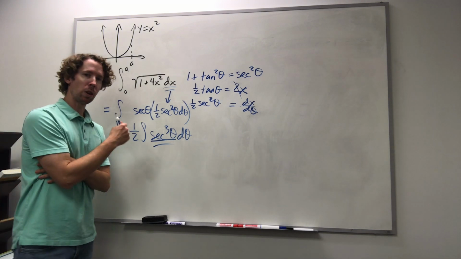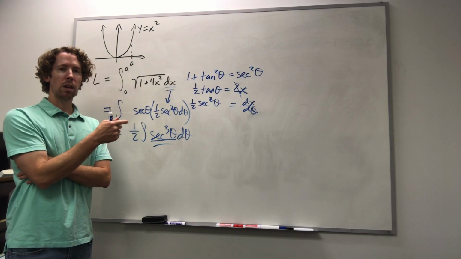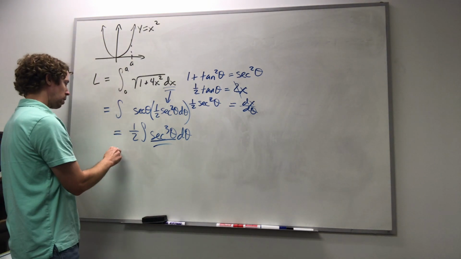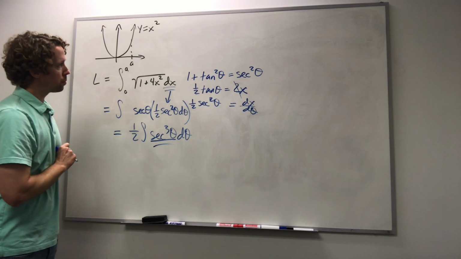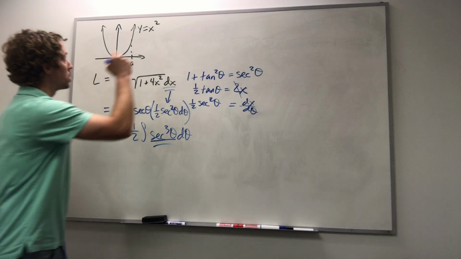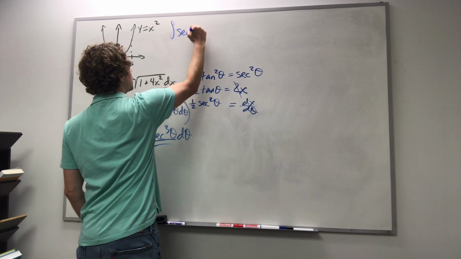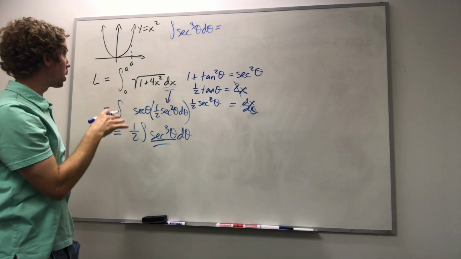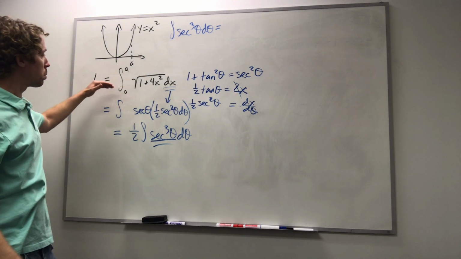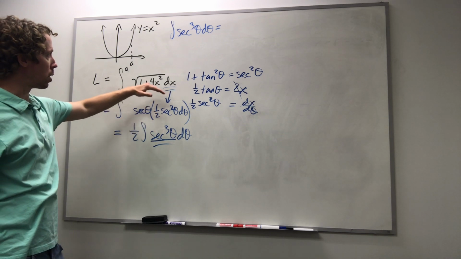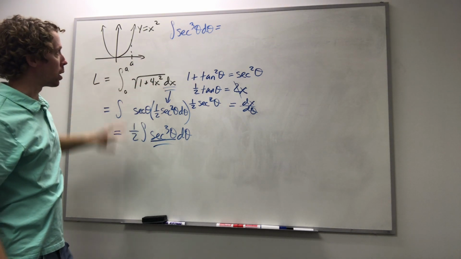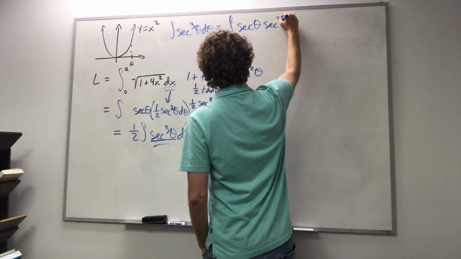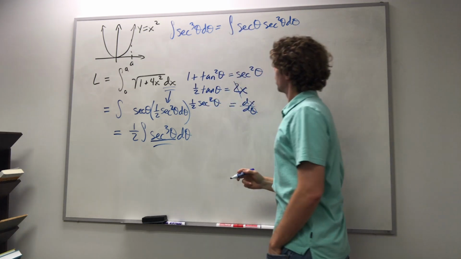To handle secant cubed, you want to rewrite it as secant times secant squared and then use the reverse of the product rule. So use integration by parts to try to finish that up. I will calculate the integral of secant cubed off to the side. If you happen to have this memorized, that's great. You can just plug it in from here and then rewrite everything in terms of x instead of theta, and then plug in your bounds. All right.